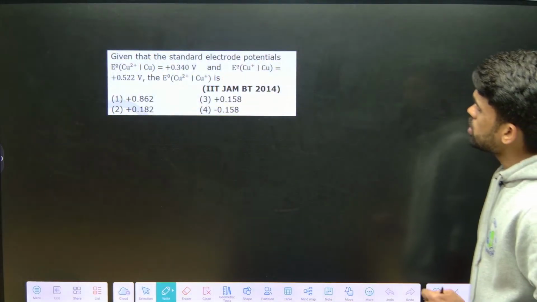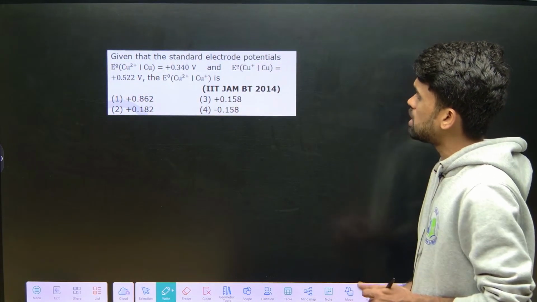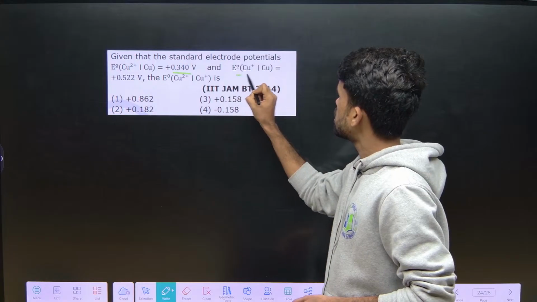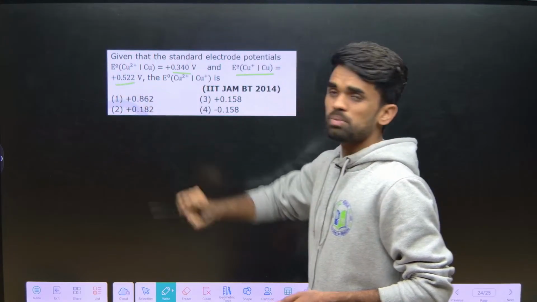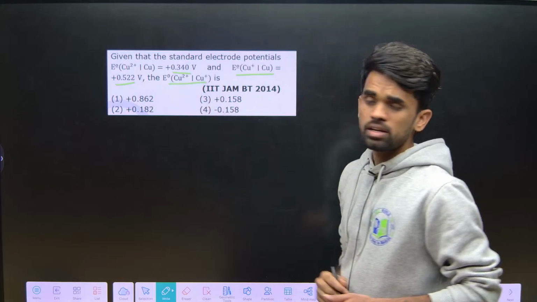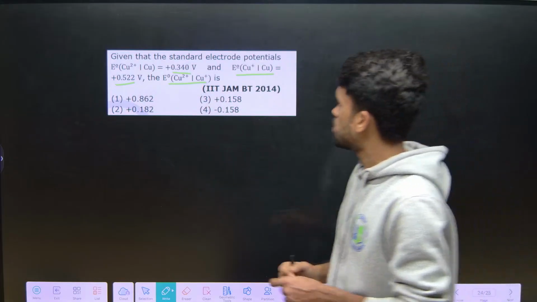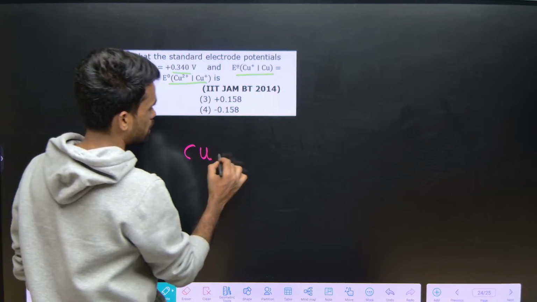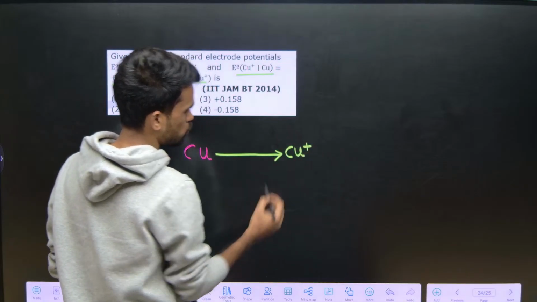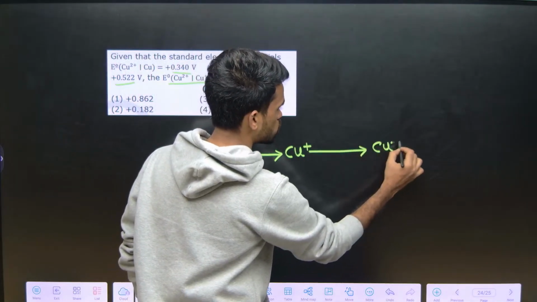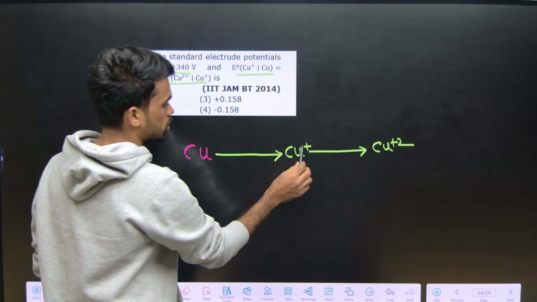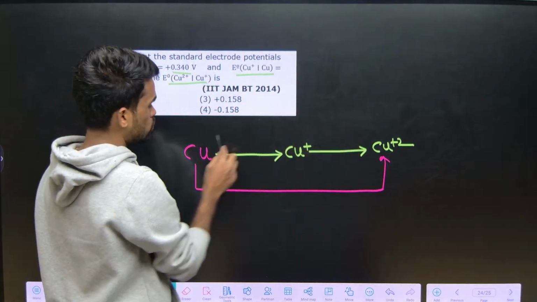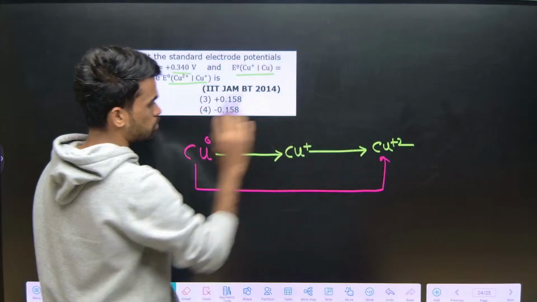Can you answer this question? Given the standard electrode potentials, E0 of Cu+2 to Cu is this much, E0 of Cu+ to Cu is this much, and then they are asking for E0 of Cu+2 to Cu+. It's very easy. When Cu metal is there, it can undergo oxidation to Cu+ and again convert into Cu+2. Cu can directly convert into Cu+, or directly go from Cu+2 to Cu. These are the three possible ways we can write.